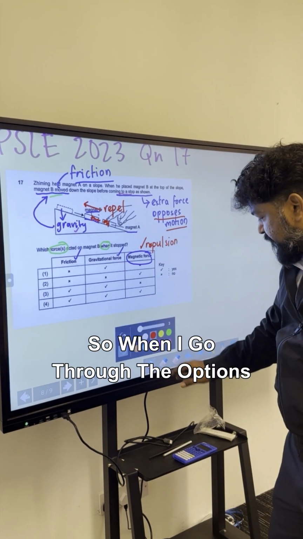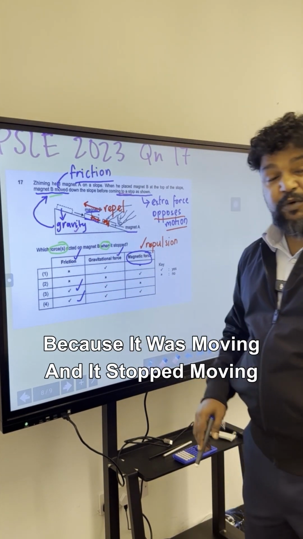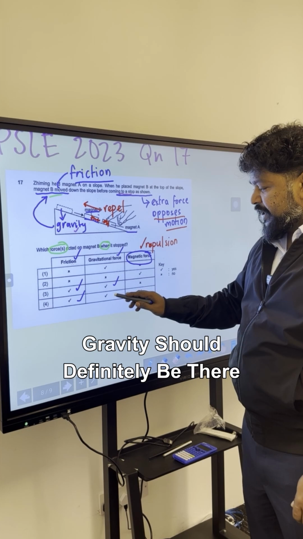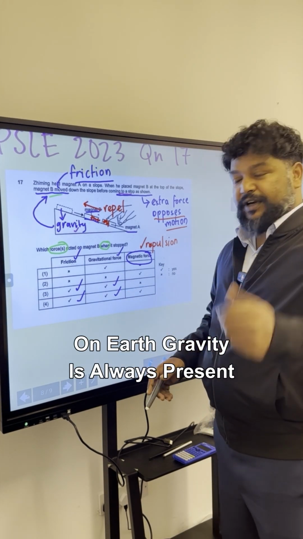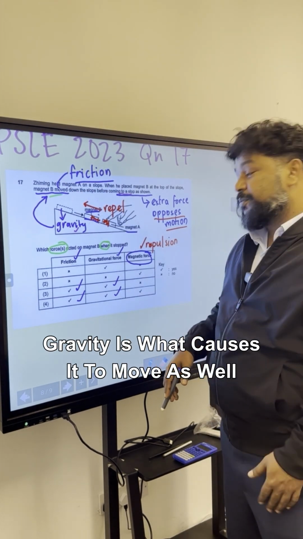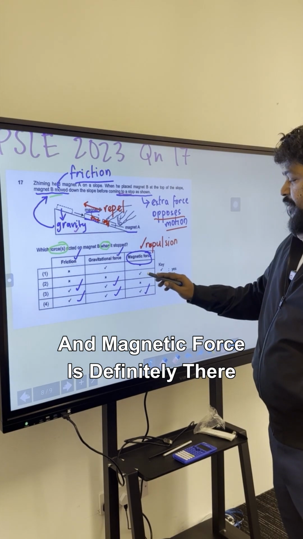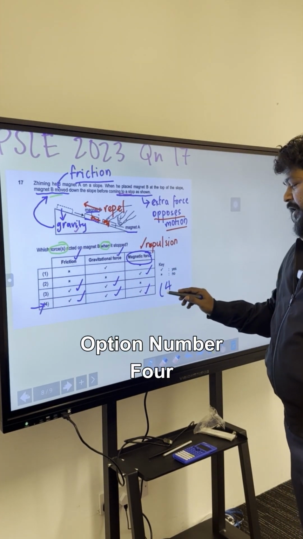So when I go through the options, let's look at it. I know friction should definitely be there because it was moving and it stopped moving. Gravity should definitely be there. Gravity is always there, no matter where it is. On Earth, gravity is always present. But in this particular question, gravity is what causes it to move as well. And magnetic force is definitely there. Based on that, I know my answer is option number 4.